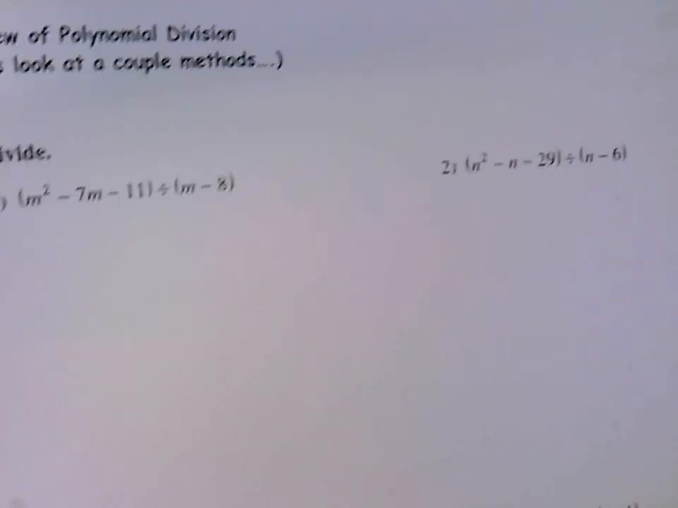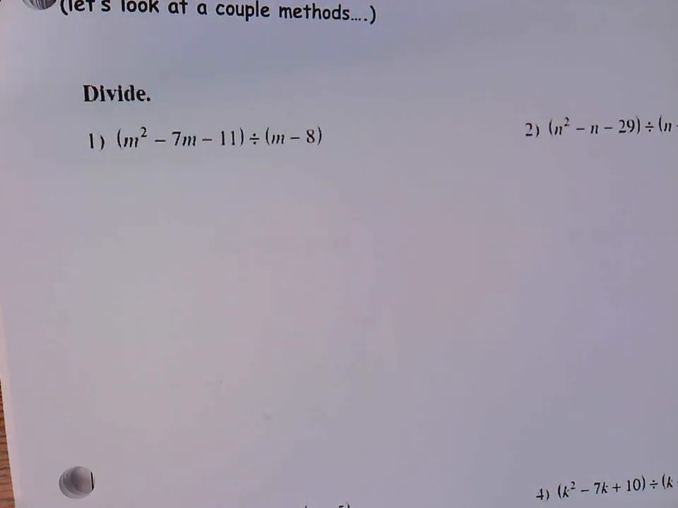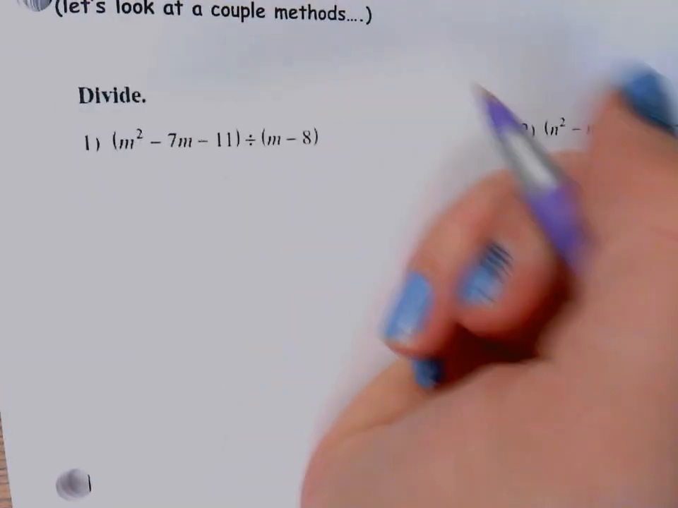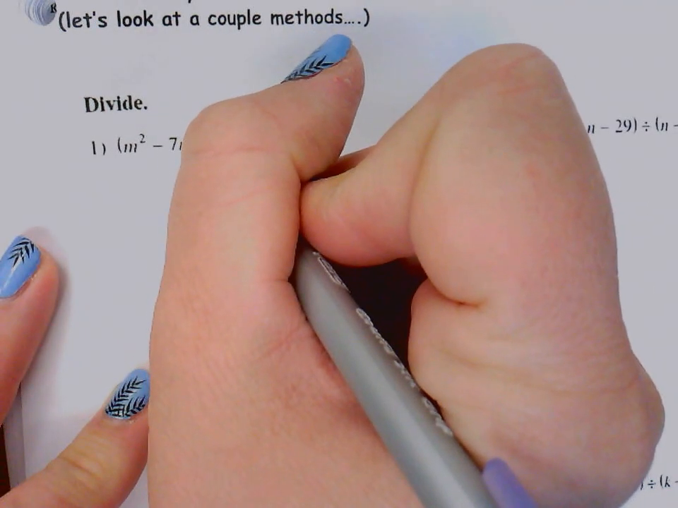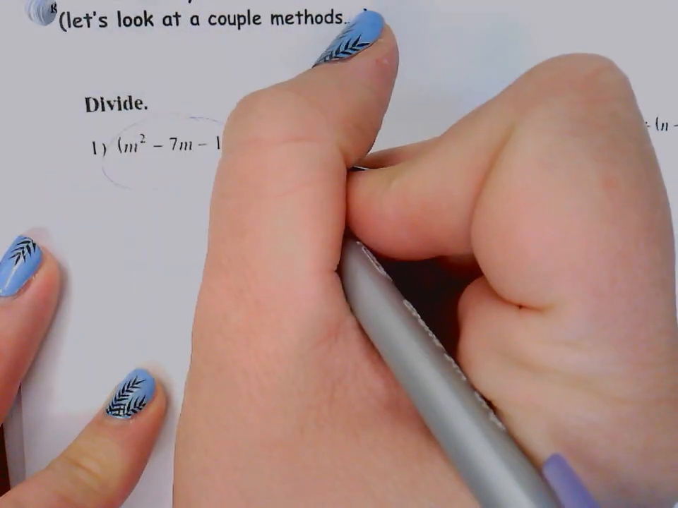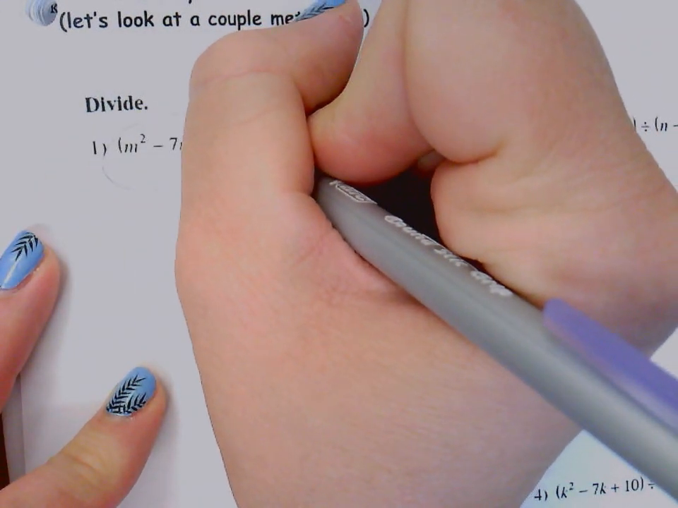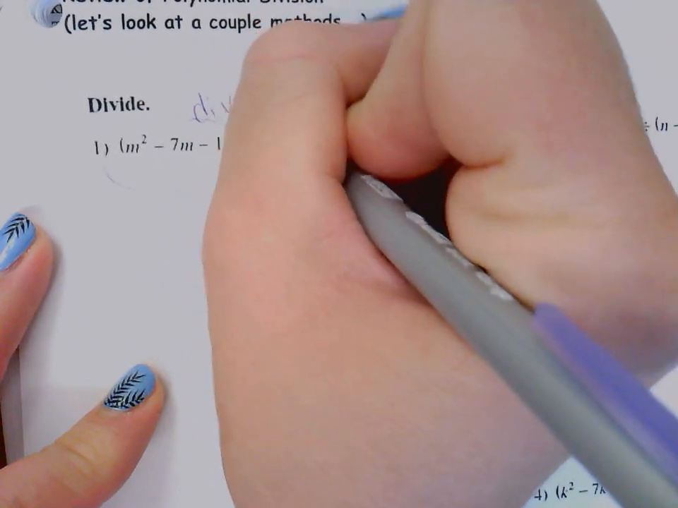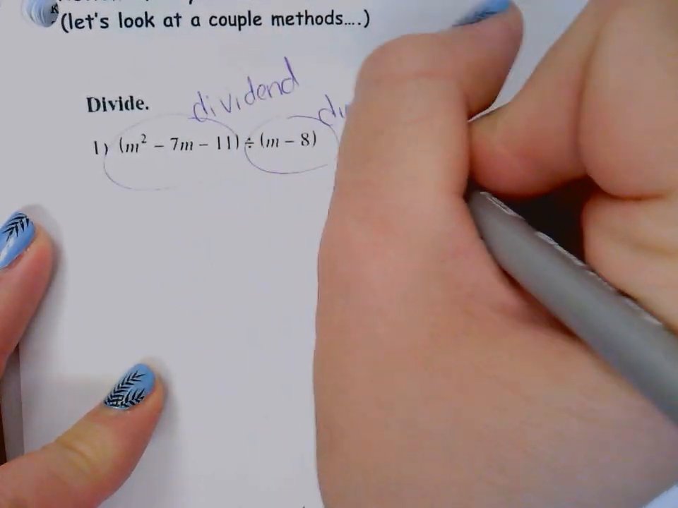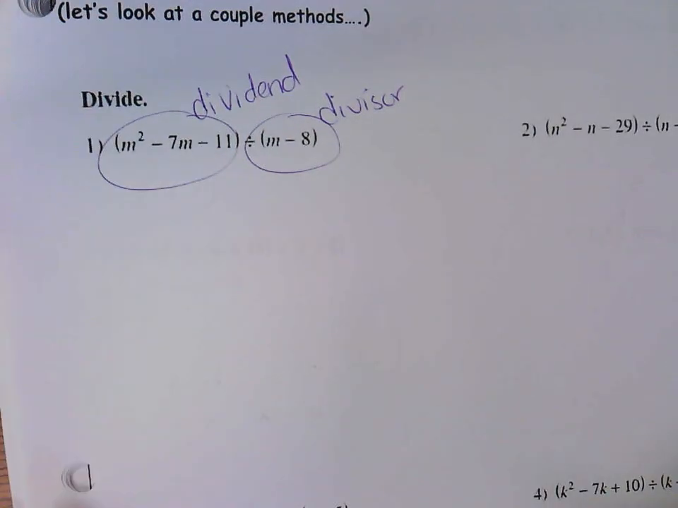On 202 so that Wednesday we can jump into it further. So this is your, what's this called? The dividend. This is your divisor. All right. We're looking for our quotient, which is the answer to division, quotient and remainder.